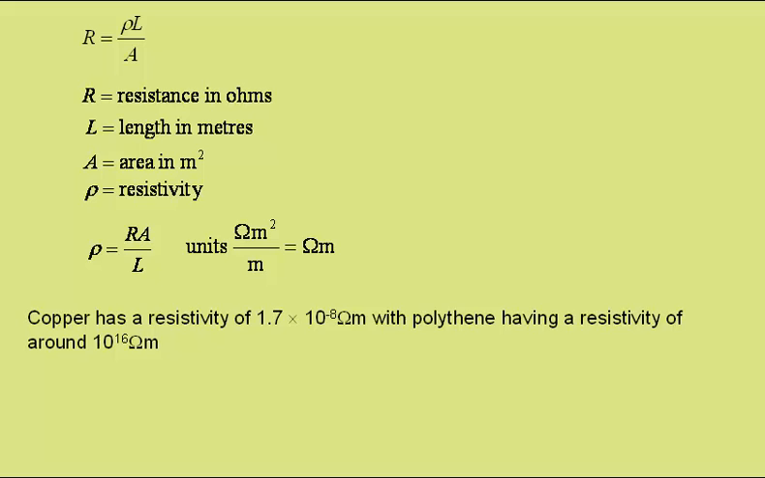Copper has a very low resistivity of 1.7 times 10 to the minus 8 ohm meters. This means copper is a very good conductor. Polythene, an insulator, has a very high resistivity of around 10 to the 16 ohm meters. This shows a huge range from a very good conductor to a very good insulator.